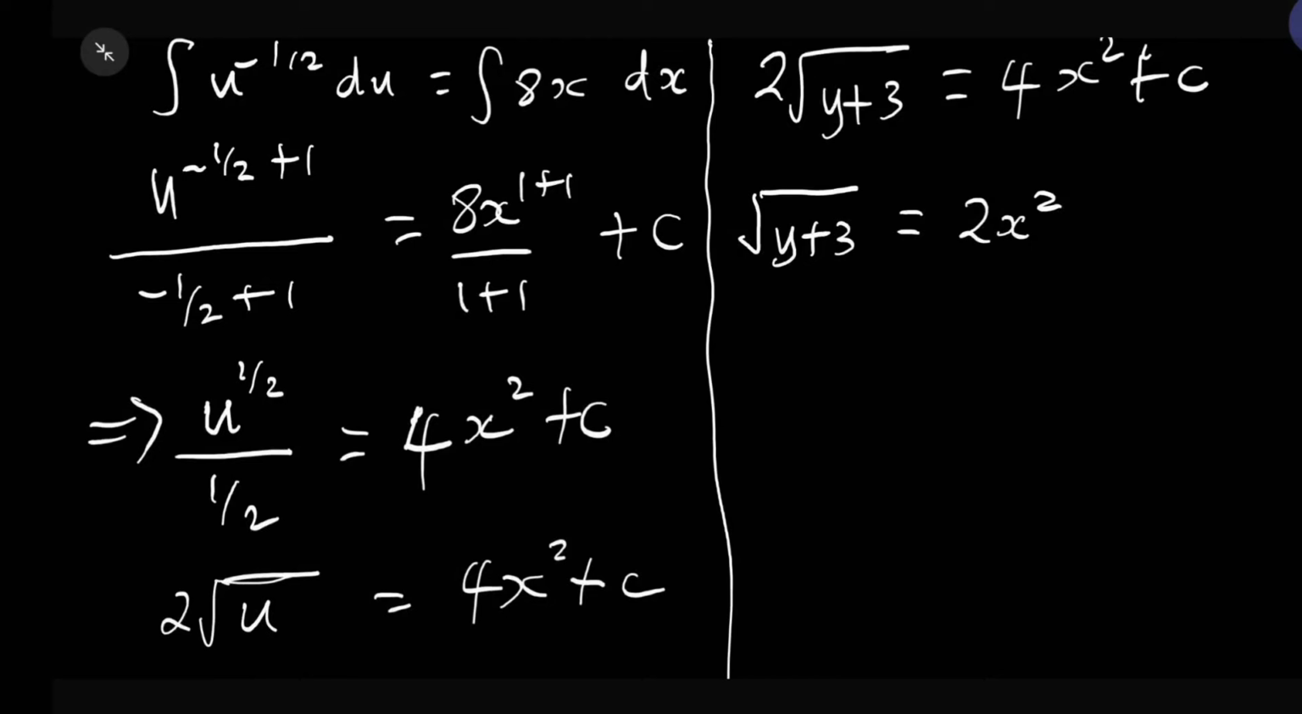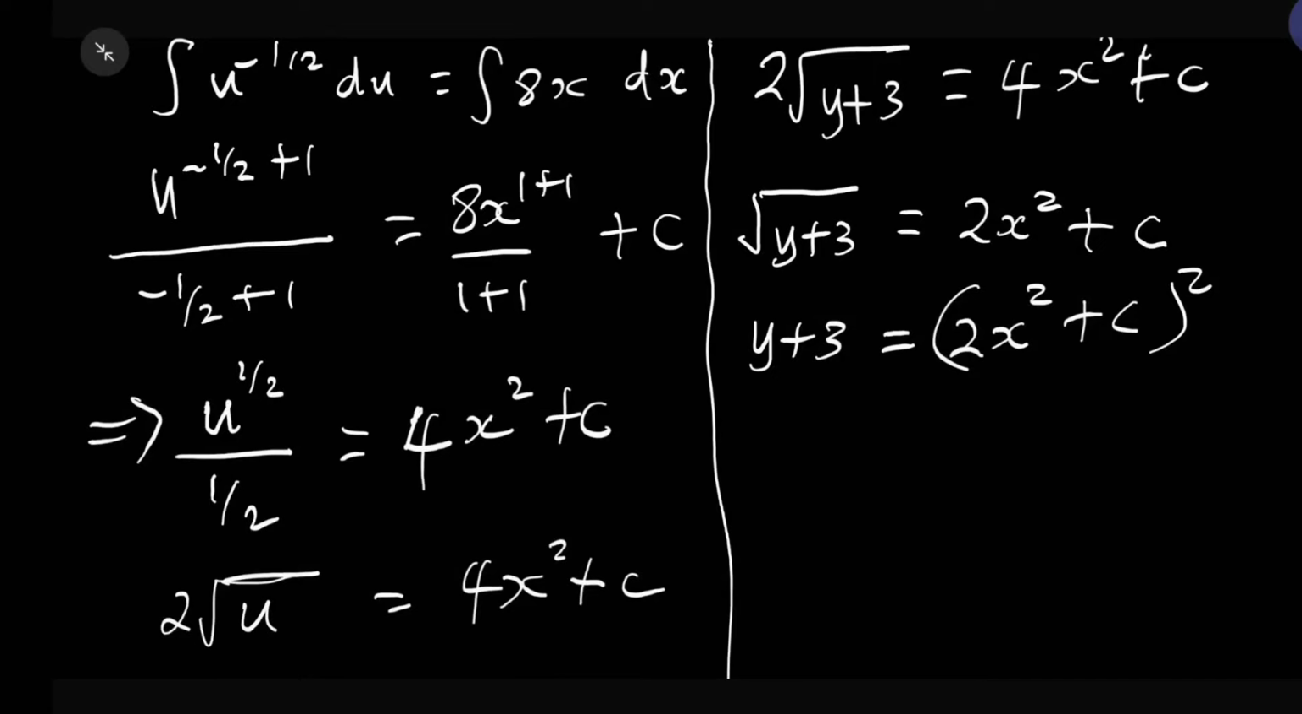C is a constant. A constant divided by 2 would still give you a constant, so we can conveniently write C. Now, to remove this root, we can simply square both sides. When you square this side, you have y plus 3, and when you square this side, you have 2x squared plus c.